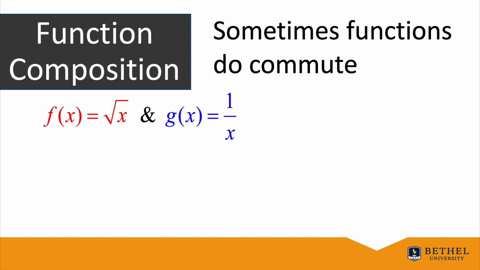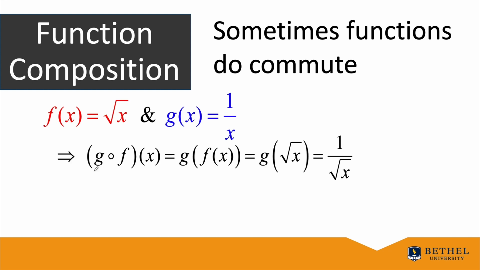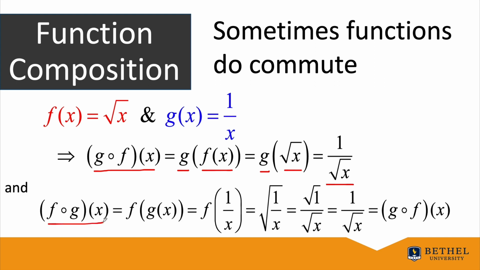It's also important to emphasize that sometimes functions do commute under function composition. For example, if f of x equals the square root of x and g of x equals 1 divided by x, then we see that g compose f of x is g of f of x is g of the square root of x is 1 over the square root of x, and we also see that f compose g of x ultimately simplifies to the same thing. Though we do need the fact that the square root of a ratio is the ratio of the corresponding square roots to confirm this equality.